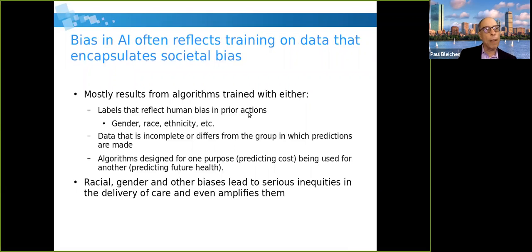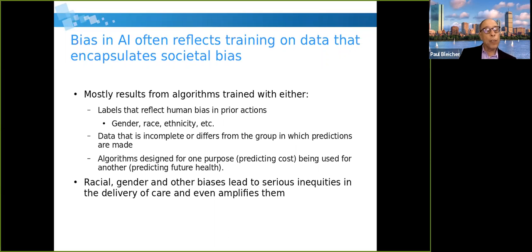So let's talk about that a bit, because in artificial intelligence, the bias that you see often reflects training on data that encapsulates existing societal bias. This is a very deep topic. That's not the only reason that algorithms can incorporate bias, but let's talk a little bit about them. First of all, the labels themselves can reflect human bias in prior actions.